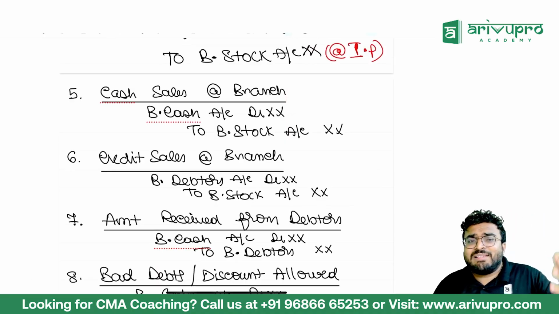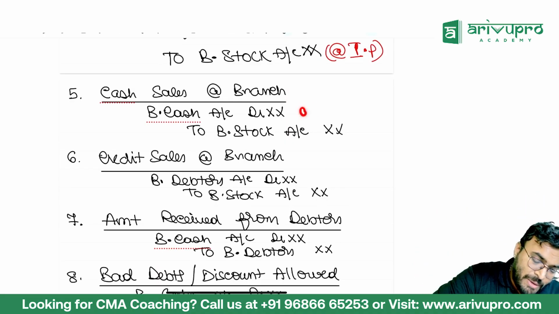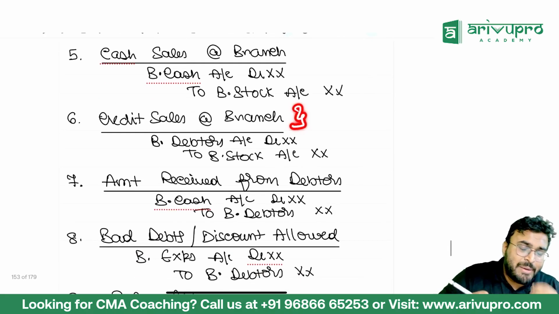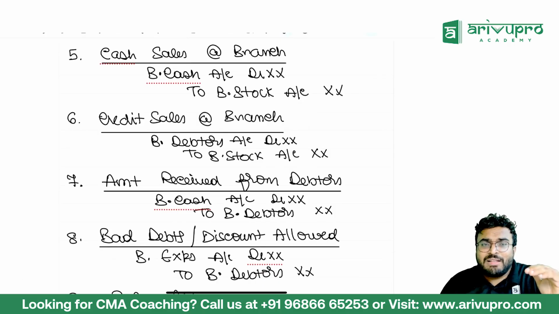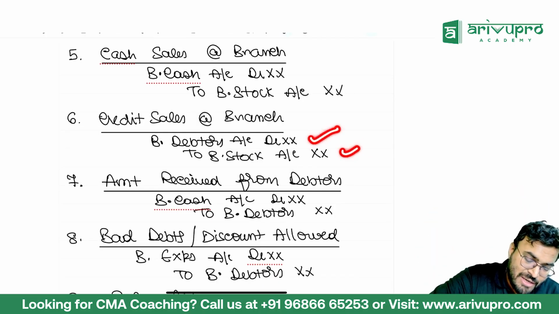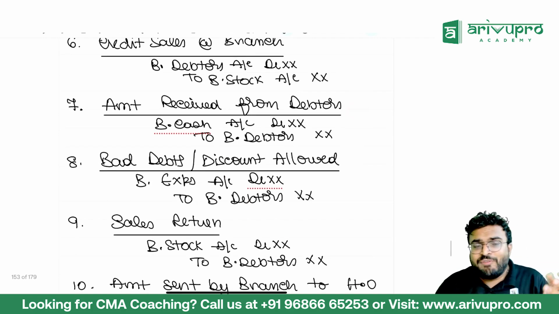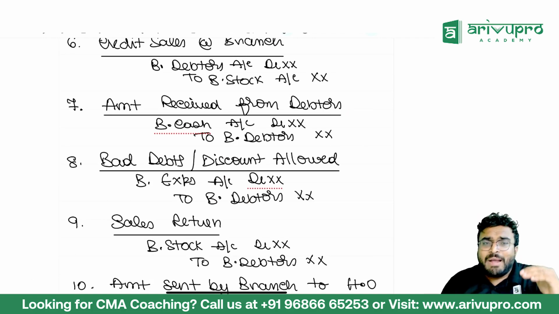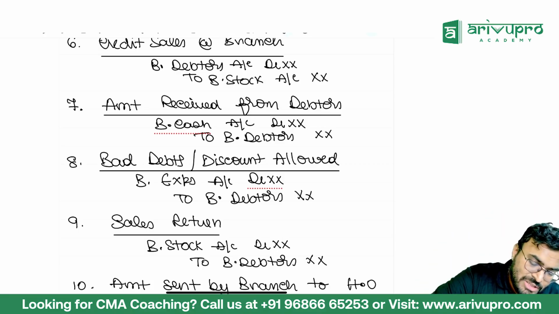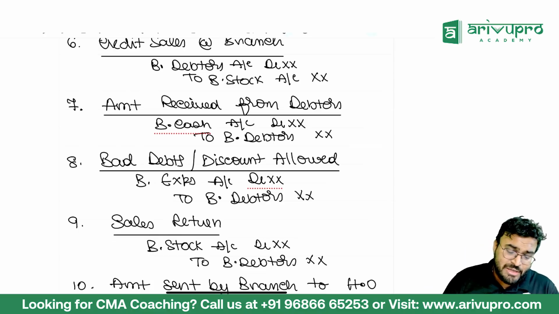Cash sales at branch. If there are cash sales at branch, branch cash increases, branch stock decreases. So branch cash account debited to branch stock account. Credit sales at branch: branch debtors increases and branch stock decreases. Branch debtors account debited to branch stock account. Amount received from debtors: branch cash increases and branch debtors decreases. So branch cash account debited to branch debtors.